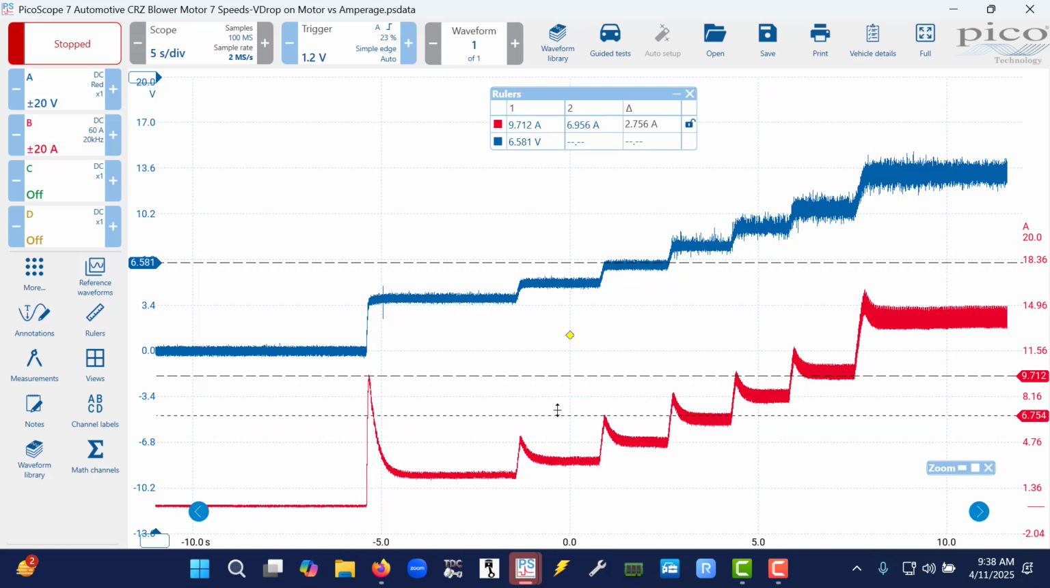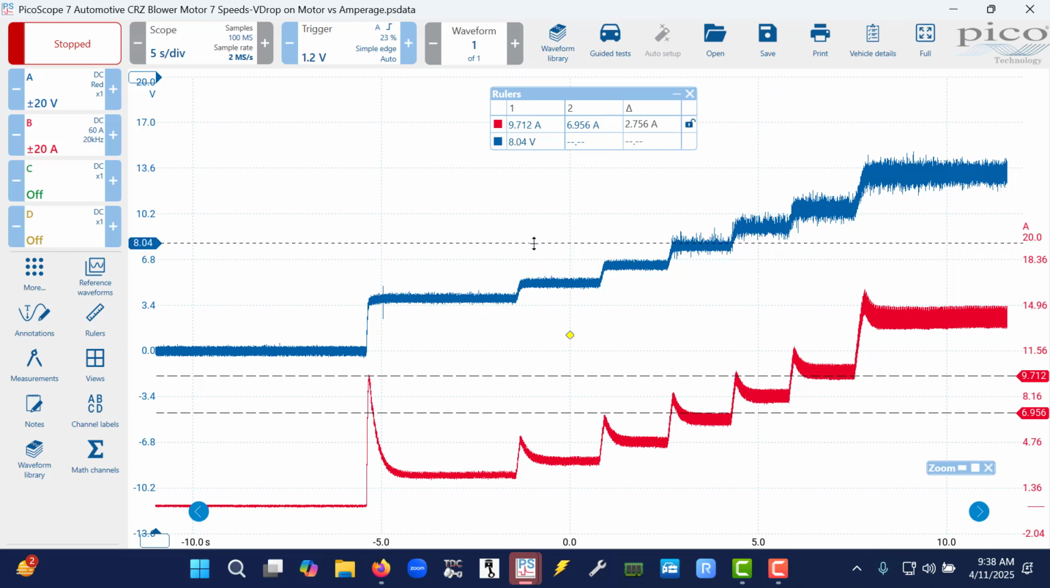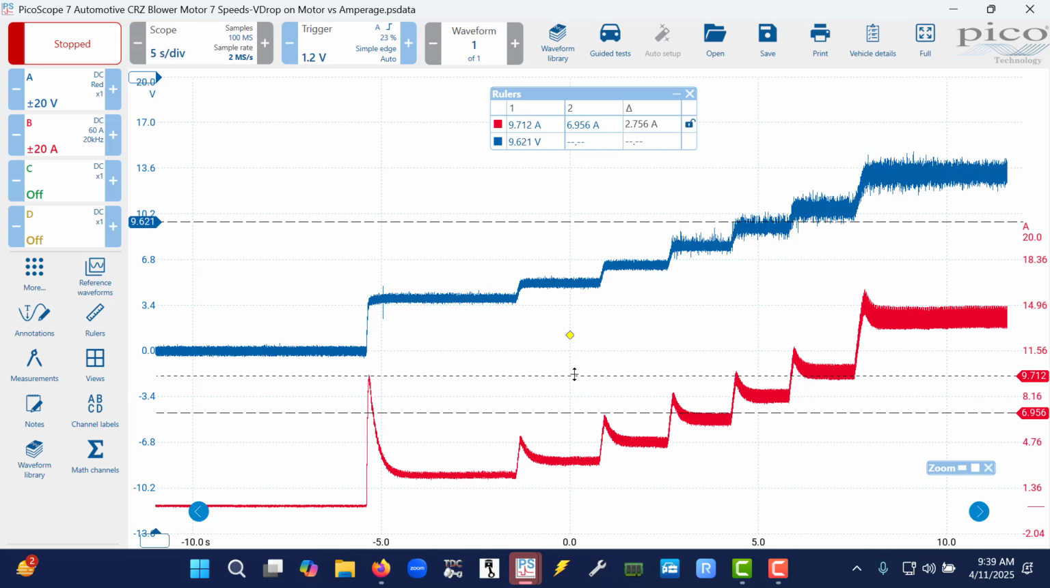Next speed, we get a rise in amperage again because we're adjusting the resistance effectively in the circuit through the power transistor, 8.1 volts, and we're flowing around 7 amps. Next speed, we're hitting almost 10 volts of energy consumed.